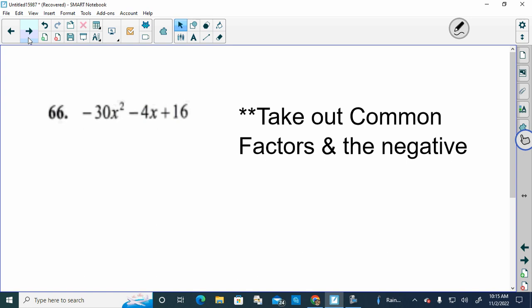Number 66: a negative 30x squared minus 4x plus 16. Okay, so we are taking out a common factor just like we did, but because this one starts with a negative, we want to take the negative out with the common factor, so that we can start it with a positive x squared instead of a negative.